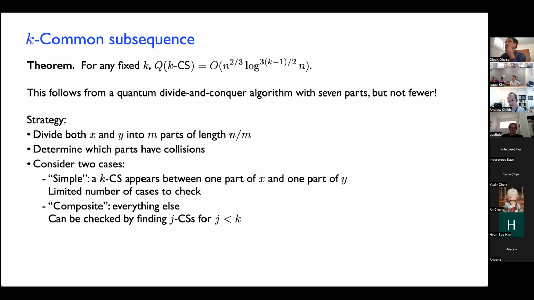So what we show is that for any constant k, the quantum query complexity is basically n to the 2/3, up to some log factors.